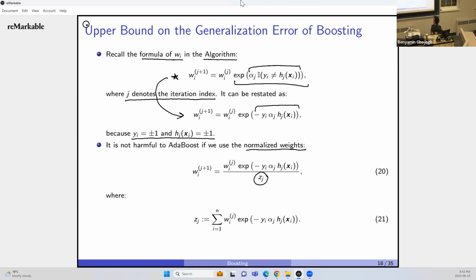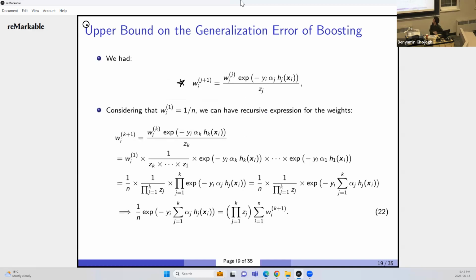In the denominator, I have zj, where I define zj to be equation 21. Basically, it's the summation of the numerator, but over all of the points. The numerator is only for the ith point. We had this, I'm repeating it here. Then what happens? Considering that, do you remember this? Initially, all of the weights were equal to 1 over n.